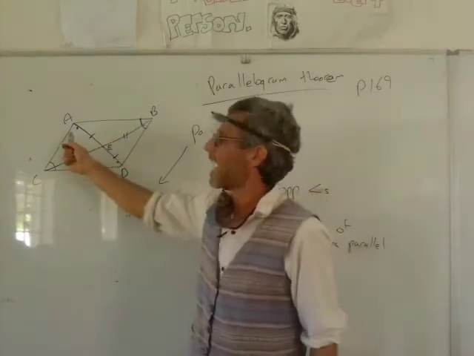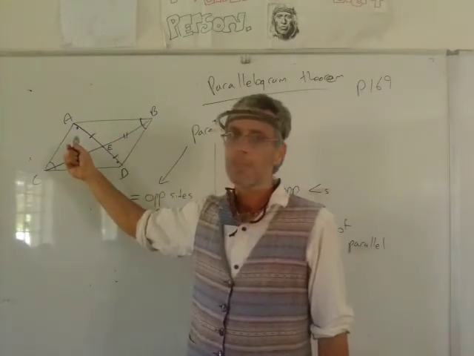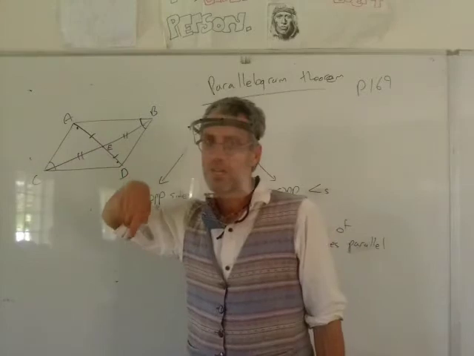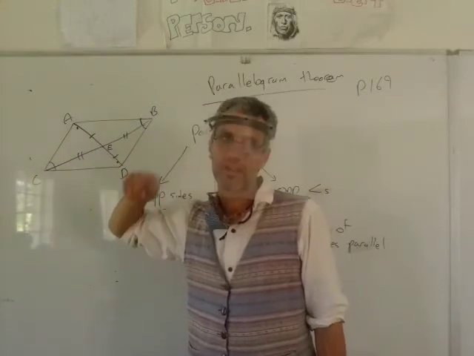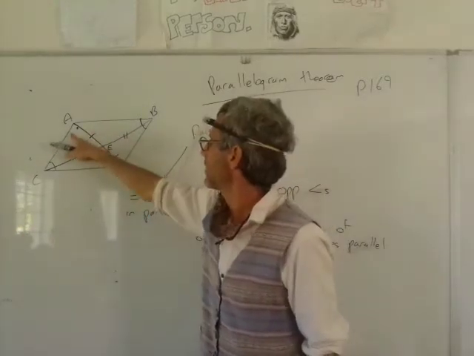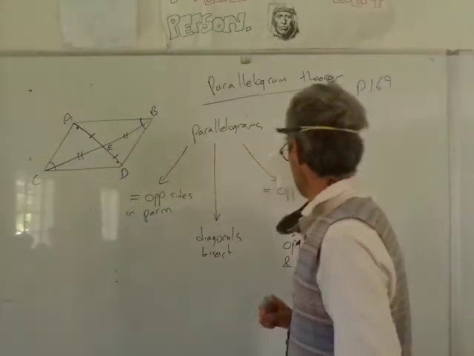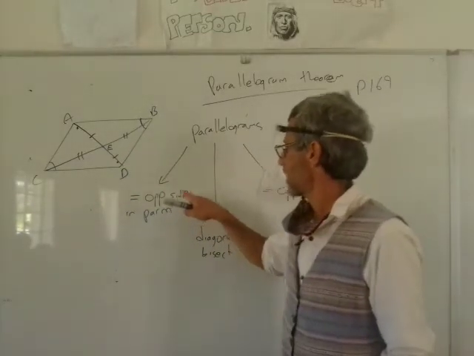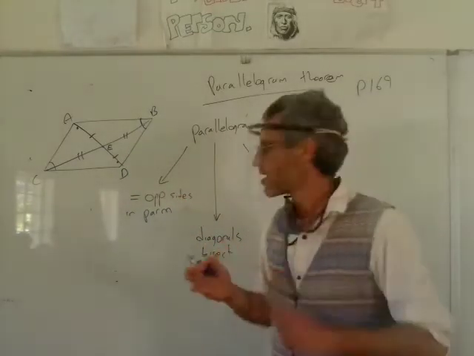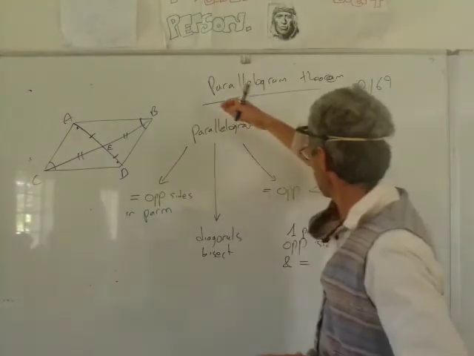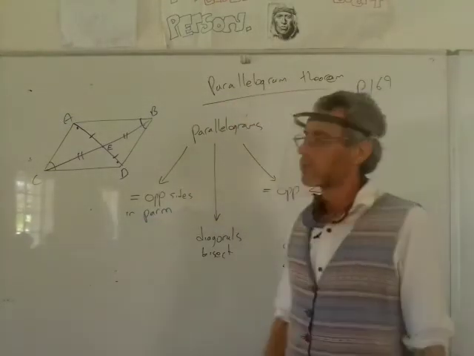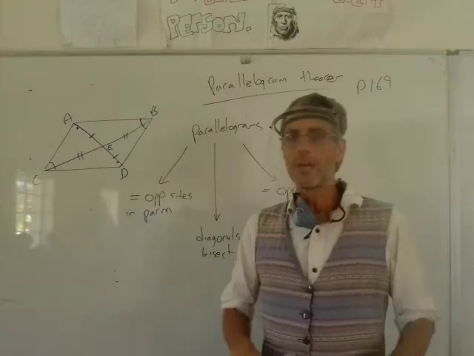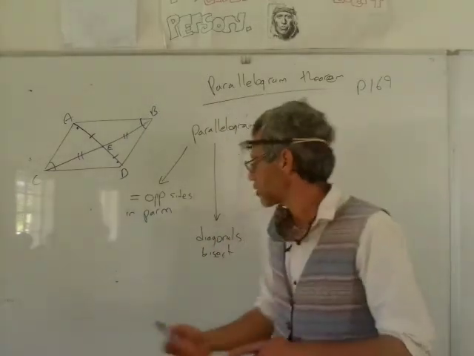Do they bisect the angles as well? No. That was in a rhombus and a square, not in a parallelogram. You can see they're not the same. So these were the three theorems. If you've got a parallelogram, you know three things: opposite sides will be equal, opposite angles will be equal, and the diagonals bisect.